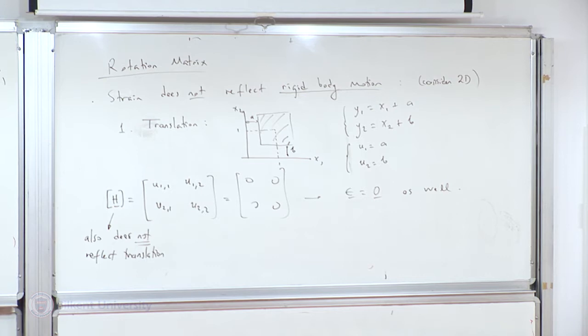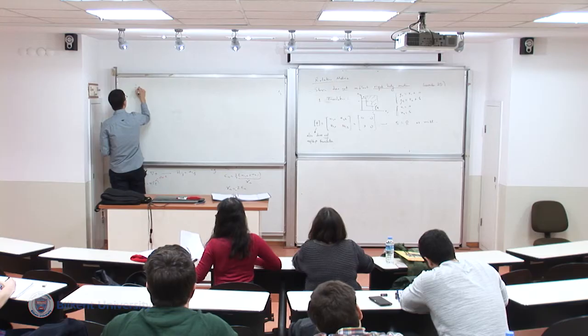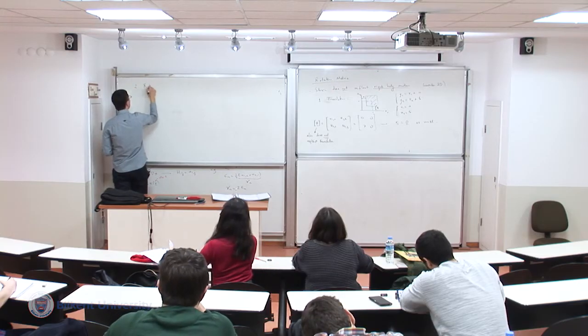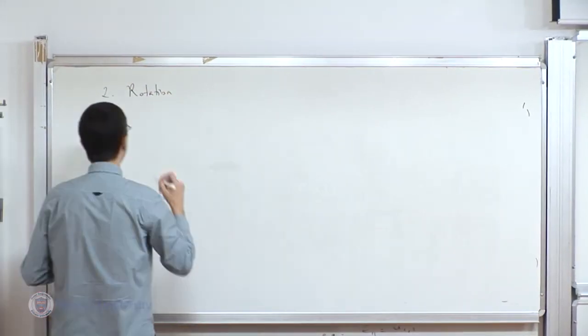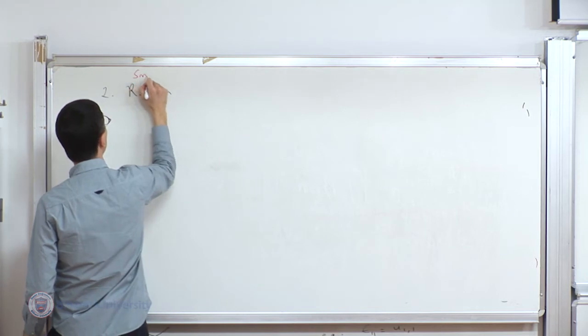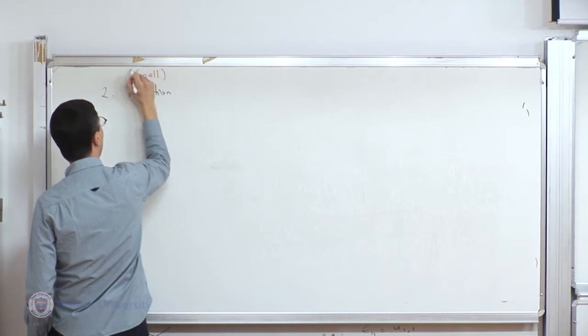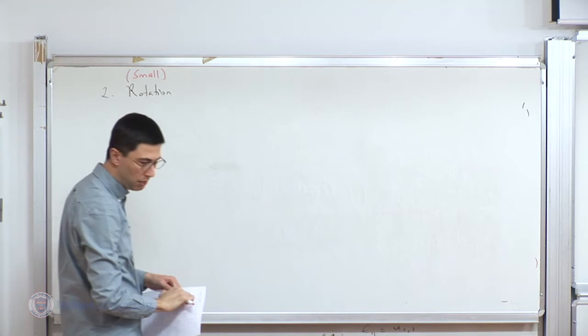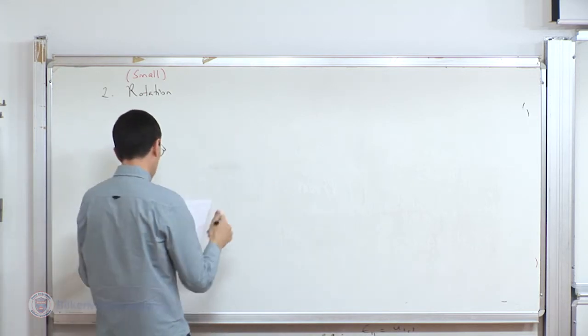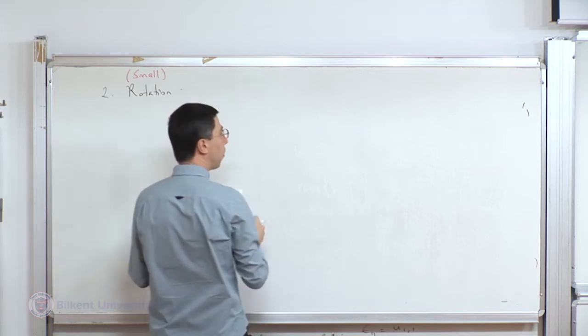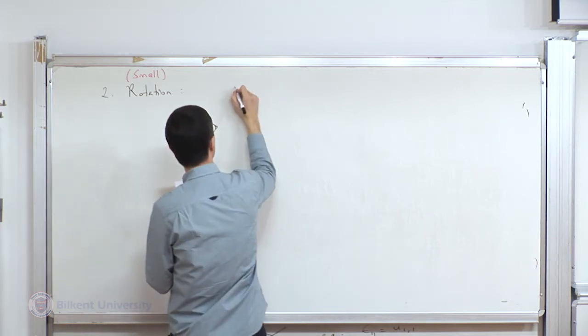So now let's look at the second type of rigid body motion, which is rotation. Now I want to immediately highlight that the rotation that we are going to talk about is small rotation, and that's important. And so let's construct an example for rotation. Again, I'll take the same object.